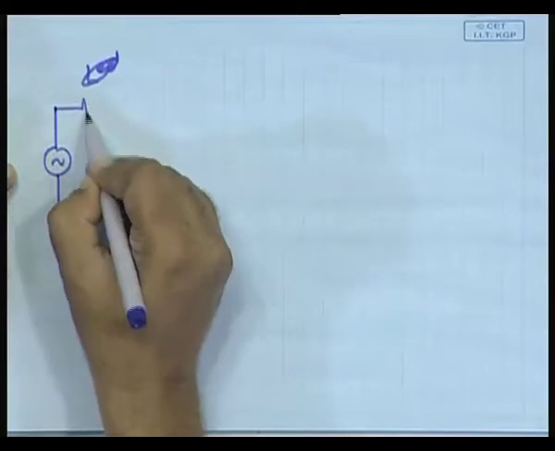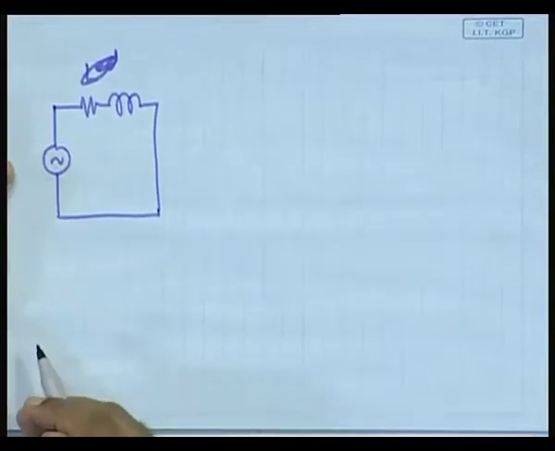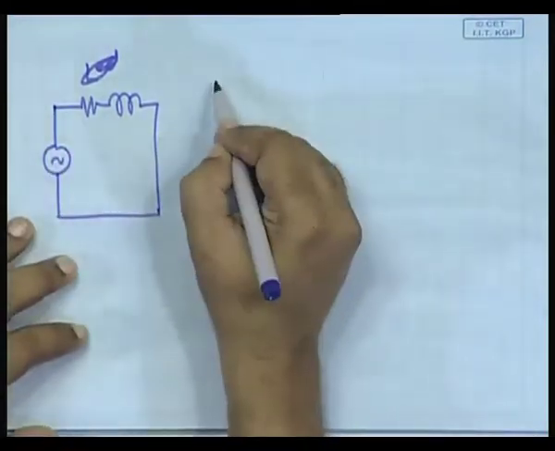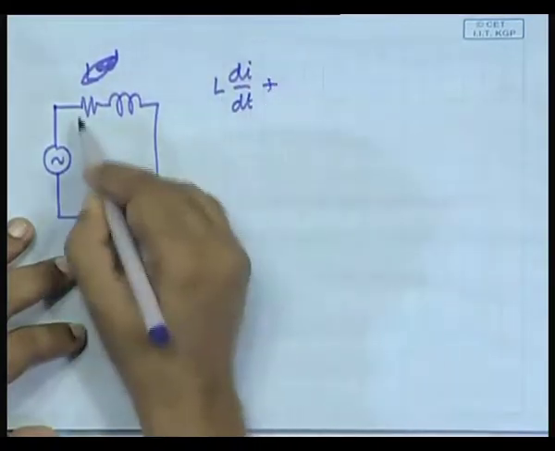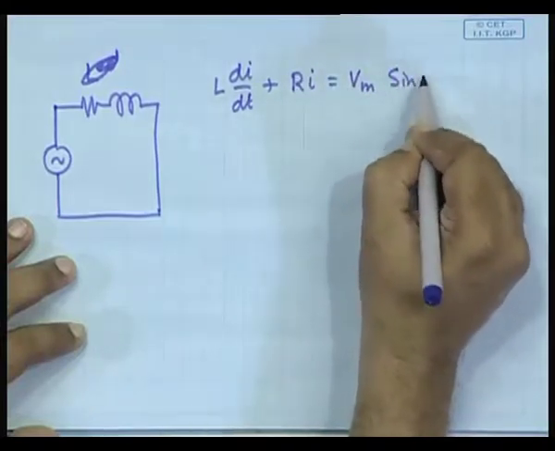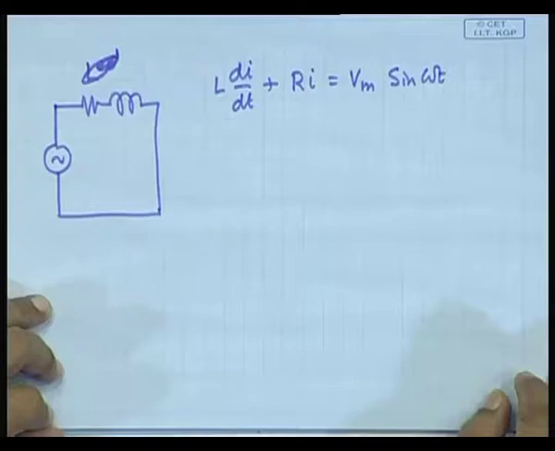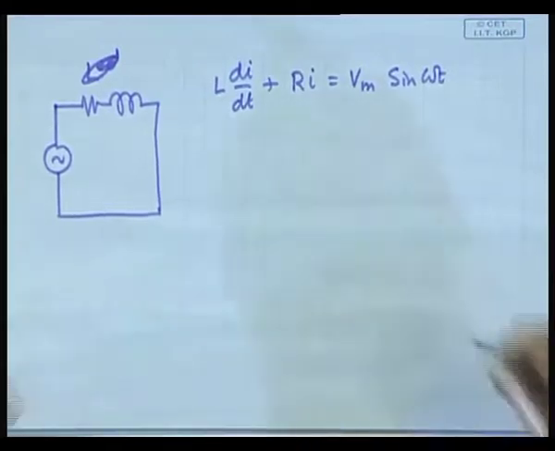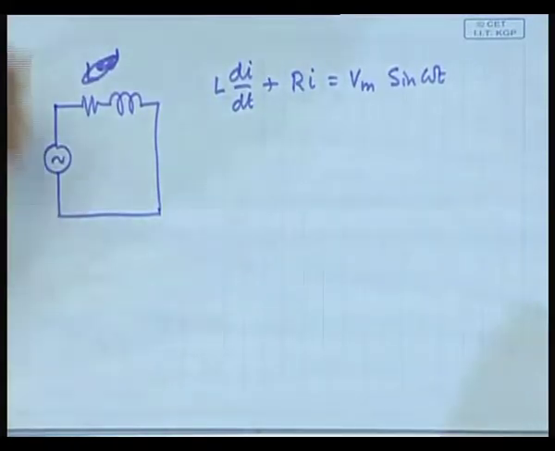But first let us try to see what will happen in case of an R L circuit. Apply a sinusoid across an R L circuit. In that case, simple, you have the equation as L dI/dt plus R I is equal to V m sin omega t. No problem here. So, we proceed exactly along similar lines as we did the last time, and then we can conclude.